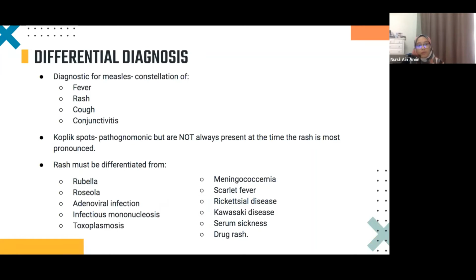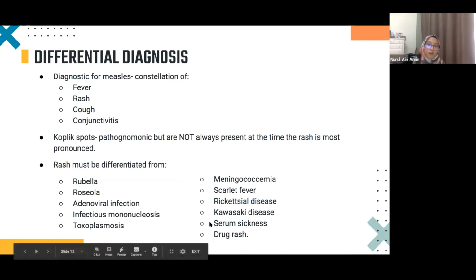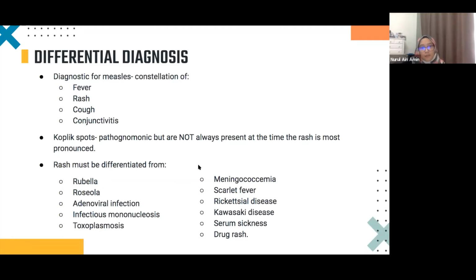Because if you remember, the prodromal phase usually occurs for 3 days, and then after day 3 or day 4, only the rash appears. So that's why it is hard to recognize the Koplik spots. And the rash must be differentiated from different types of causes, as Aisha explained just now. So rubella, roseola, adenoviral infection.